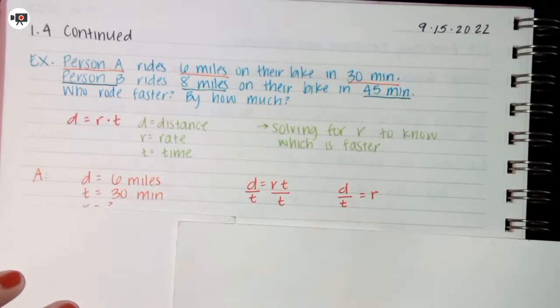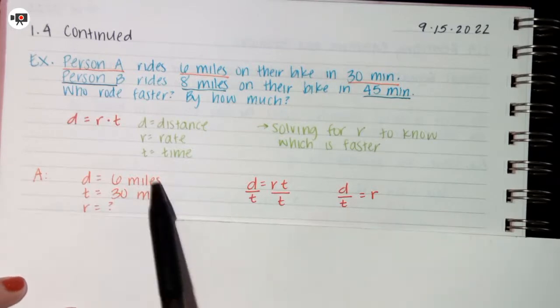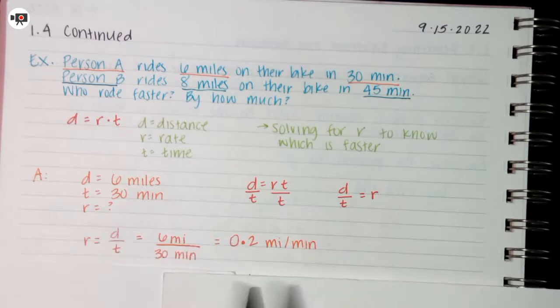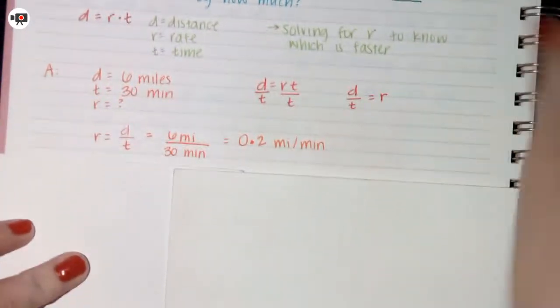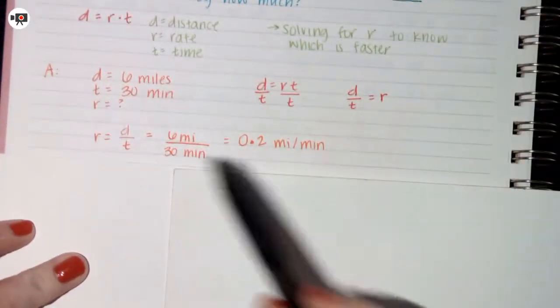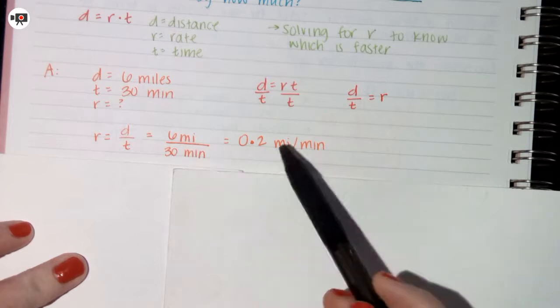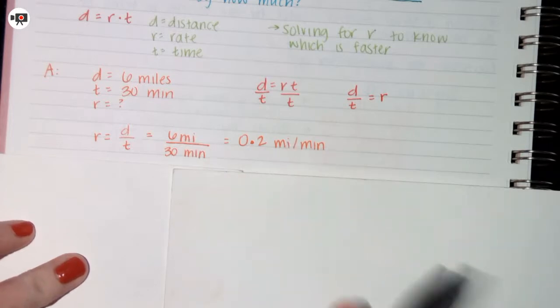So for person A, they rode 6 miles in 30 minutes. So the rate is going to be 6 miles in 30 minutes. If I calculate that out, I get 0.2 miles per minute. We take our units and leave them in their fraction.